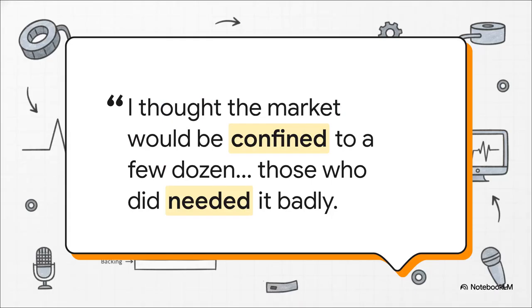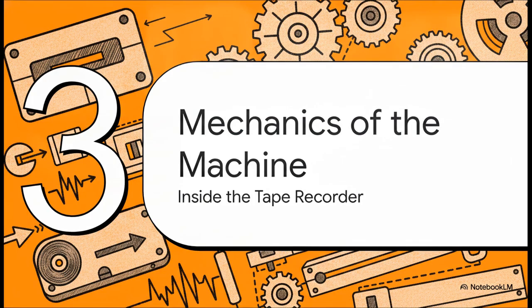And the crazy part is how much Ross Snyder underestimated his own breakthrough. He literally said, "I thought the market would be confined to a few dozen at the absolute most. Not many, but those who did needed it badly." Well, a guy named Les Paul, the guitar innovator, bought the very first 8-track Sel-Sync machine for 10 grand. That single purchase essentially laid the mechanical groundwork for how every single classic album from the 60s, 70s, and 80s was made.